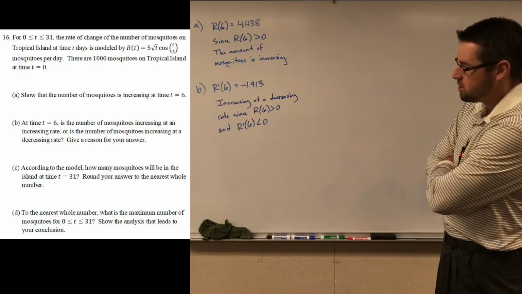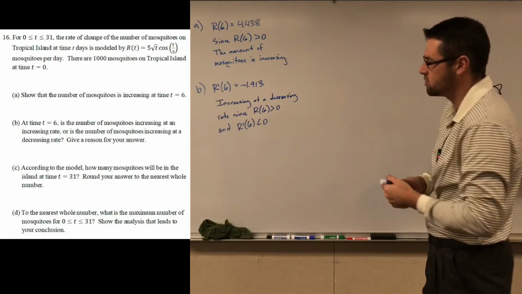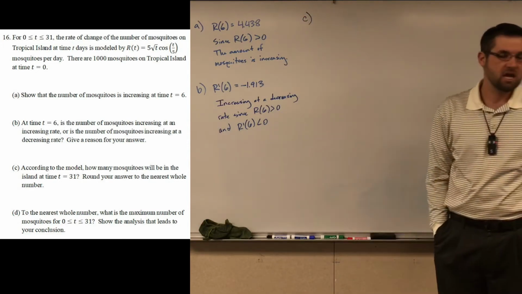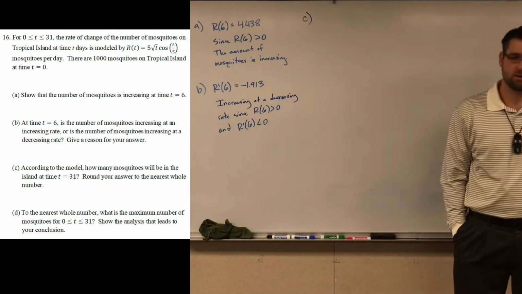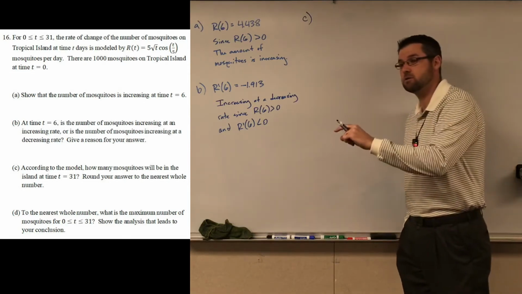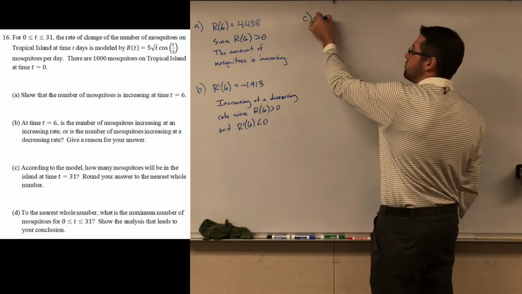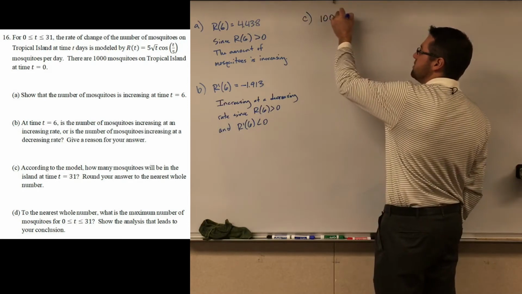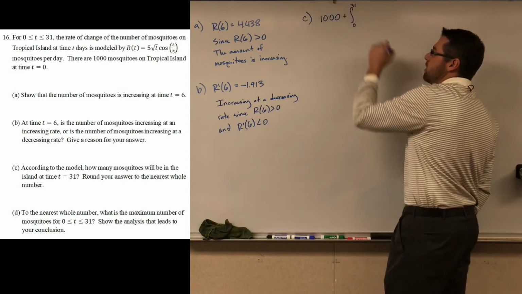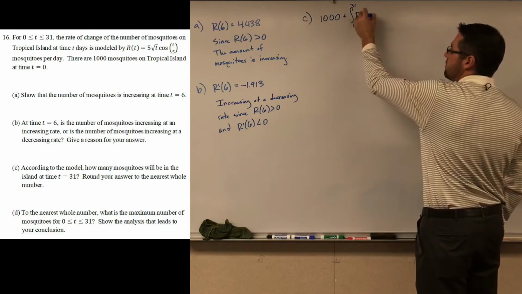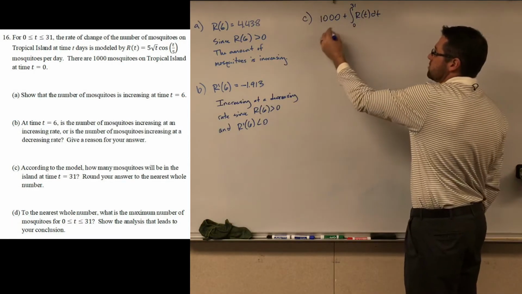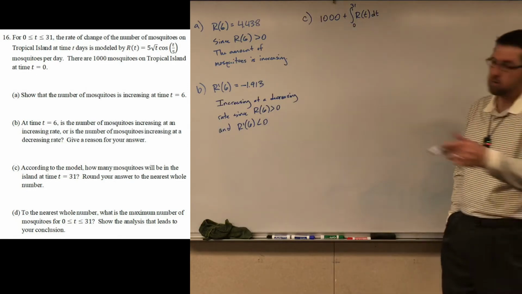All right. According to the model, how many mosquitoes will be on the island at t equals 31? How do you figure out the amount of mosquitoes on the island at a given time? If I just take the integral, I'm finding the change in the amount. What do I have to include too? Right. At t equals 0, there were 1,000. So 1,000 mosquitoes plus the integral from 0 to 31 of R of t dt. Why? Because R is a rate. The integral of a rate is an amount. So what do you get here? What did you get?